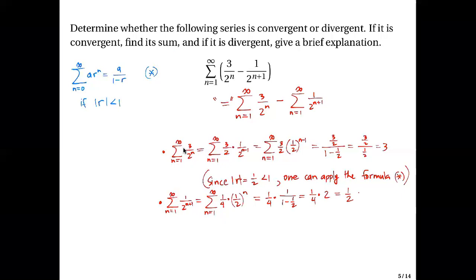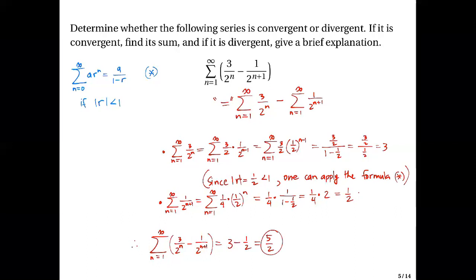So both series converge, and we have the actual sum for both of them, and therefore we will get the actual sum of the original series. So the series from 1 up to plus infinity with terms 3 over 2 to the n minus 1 over 2 to the n plus 1 is simply 3 minus 1/2, and this is equal to 5/2. Okay?